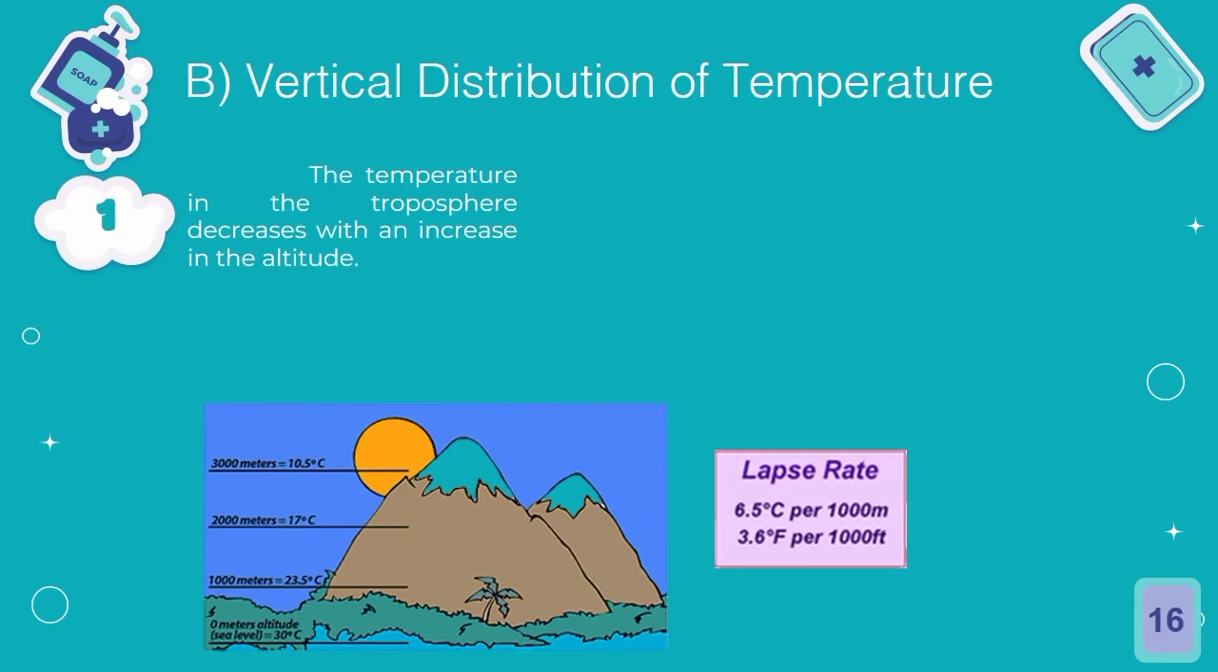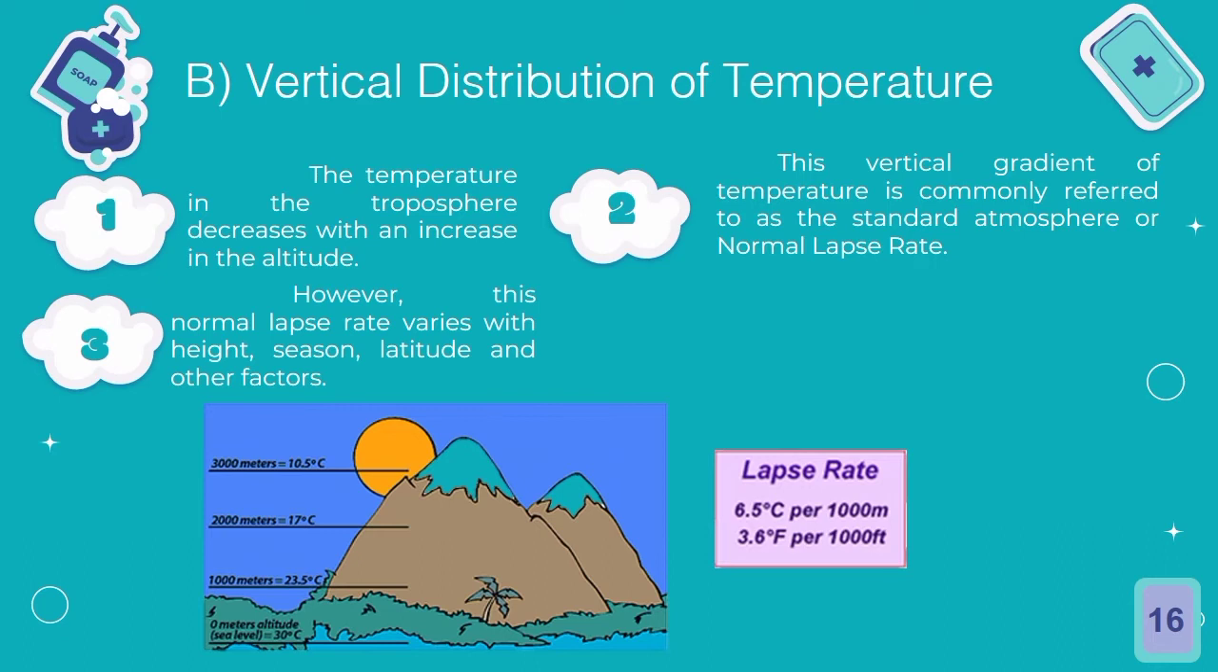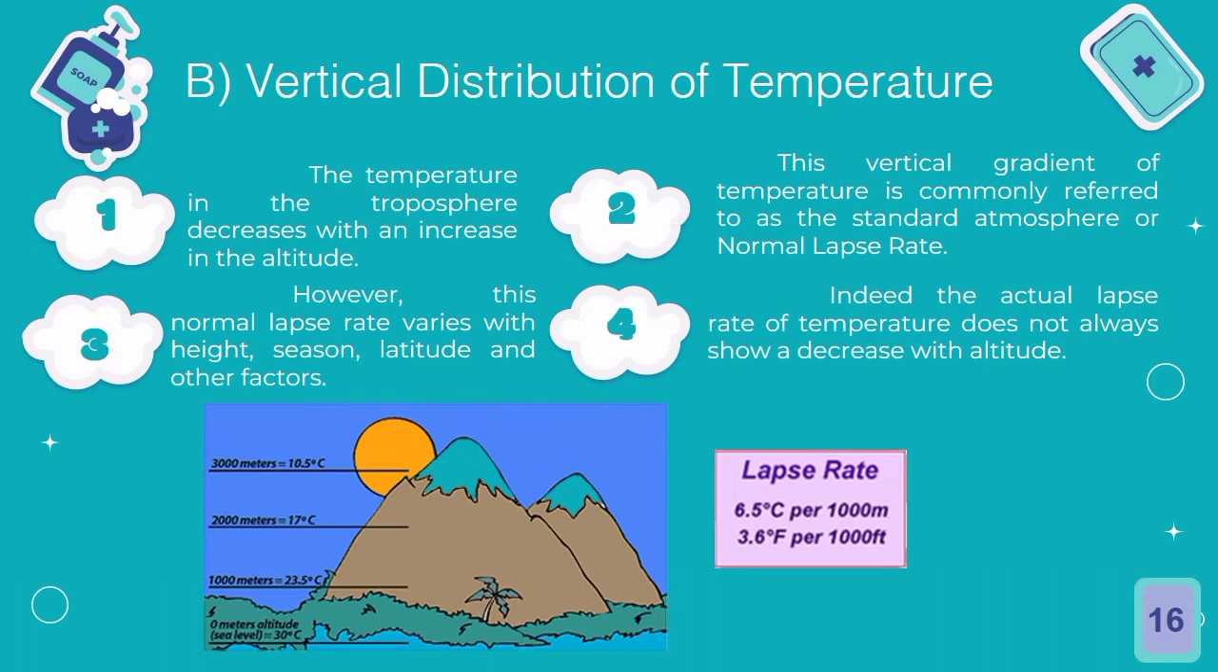temperature. So number one, the temperature in the troposphere decreases with an increase in the altitude. Number two, this vertical gradient of temperature is commonly referred to as the standard atmosphere or normal lapse rate. Number three, however, this normal lapse rate varies with height, season, latitude, and other factors. Number four, indeed, the actual lapse rate of temperature does not always show a decrease with altitude.